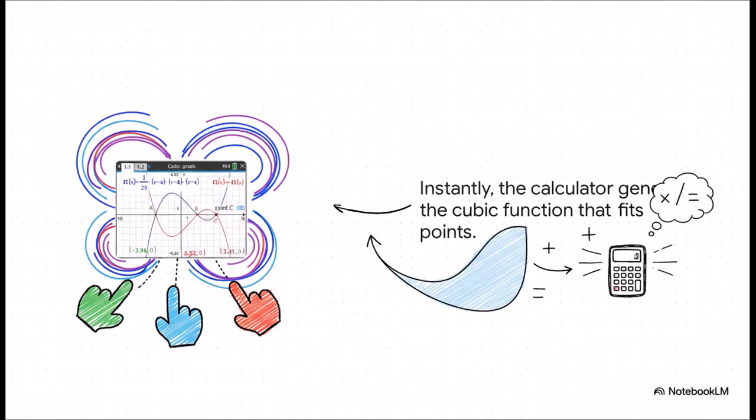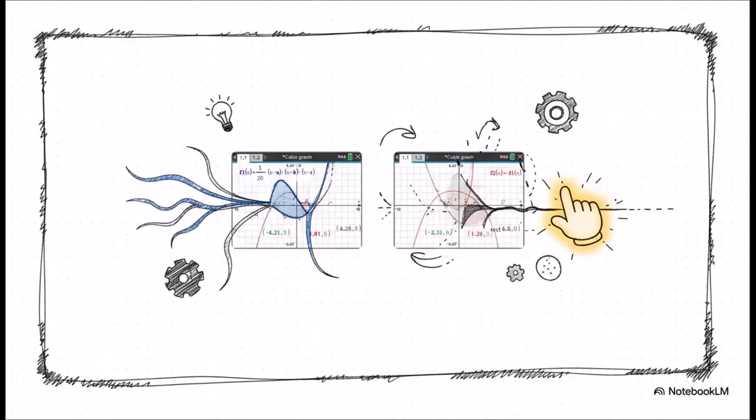No tedious calculations, nothing. You immediately see the connection between the roots you just dropped on the screen and the overall shape of the curve. You literally just built a function with your fingertips. And this is where the magic really happens. You can actually grab one of those roots and just drag it along the axis.